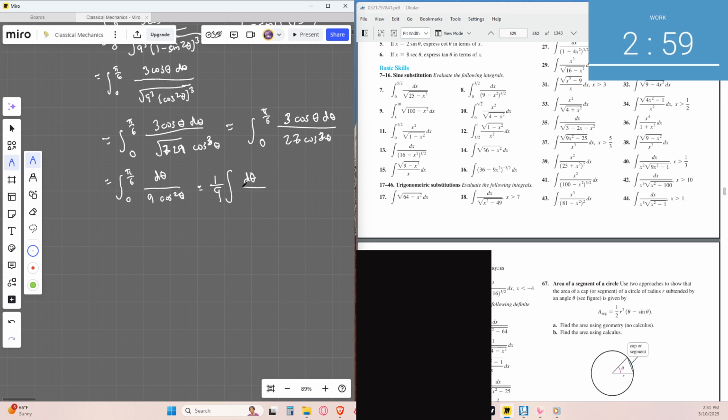Let's move that out first. We'll have a cosine. So we'll have a cosine on the bottom. Cosine squared, actually.